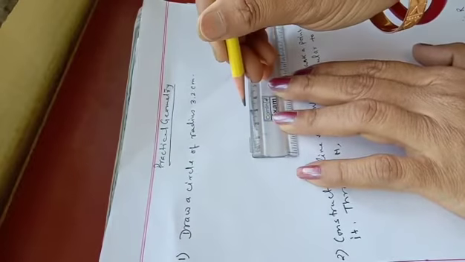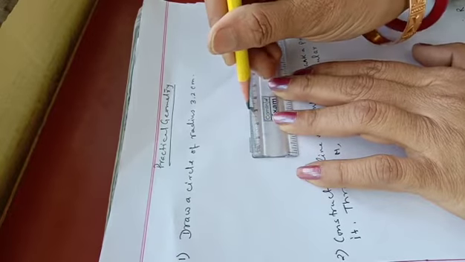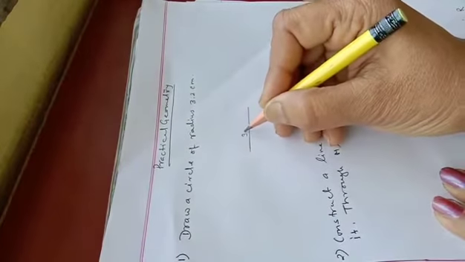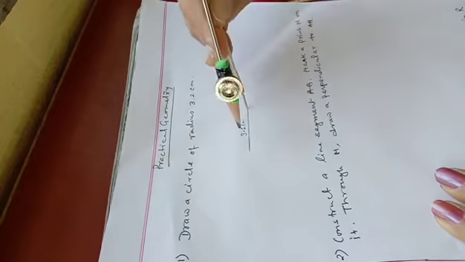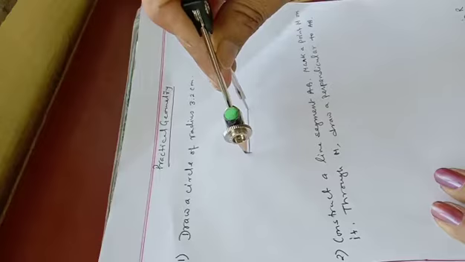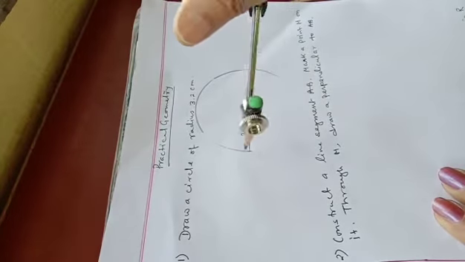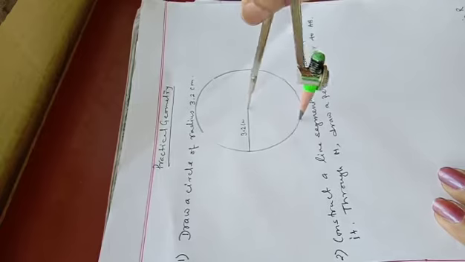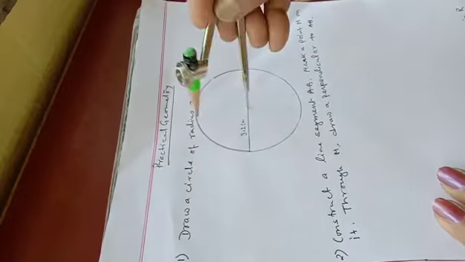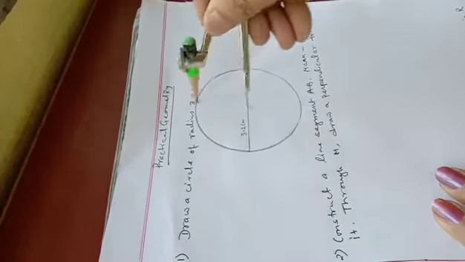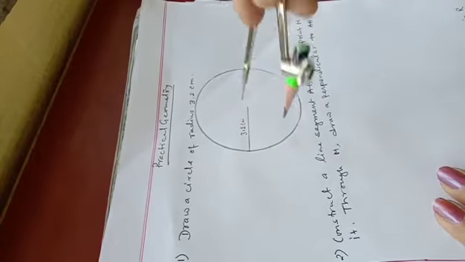Be careful when you are measuring the line segment, it should be accurate. Now it is 3.2 centimeter and you have to draw the circle by using this radius. Measure the length, as this is the radius, so you have to draw the circle by using this radius. Very easy, and I know that all of you have practiced it properly.